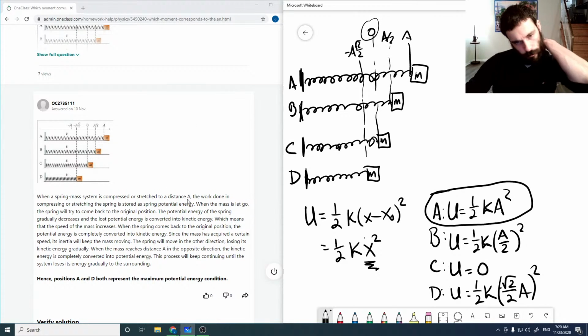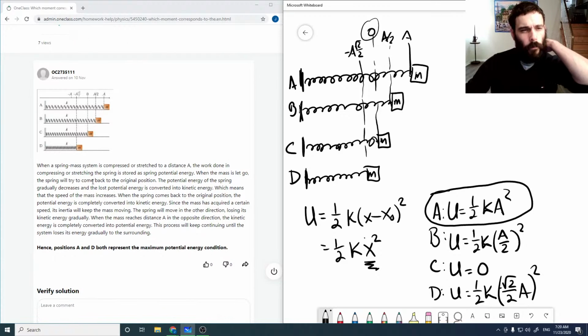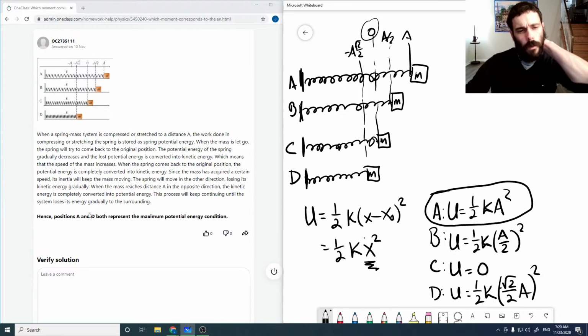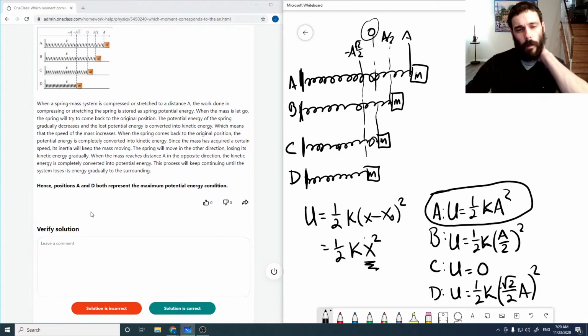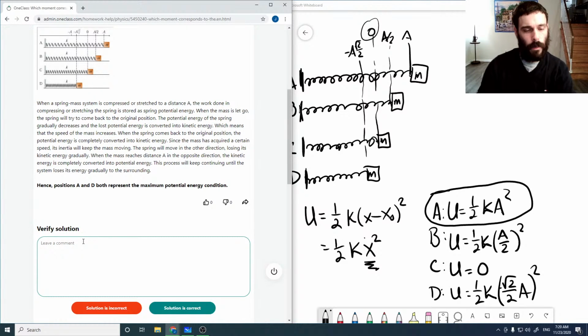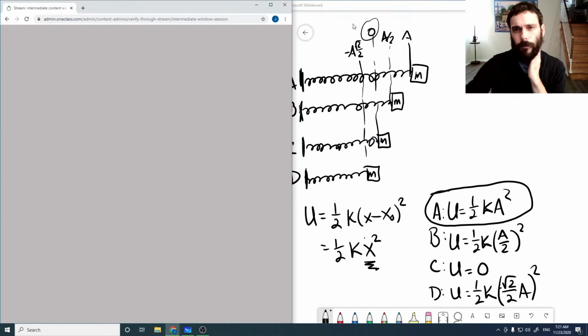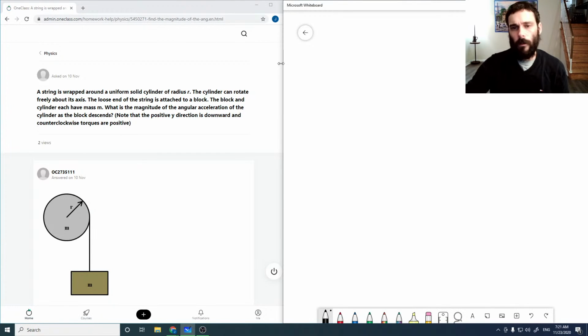The work is... okay, so it kind of just describes spring motion, and then it says position A and D represent the maximum, but I would say this is an error. Position A is the maximum, position D is not. I'm just going to say no. Okay.